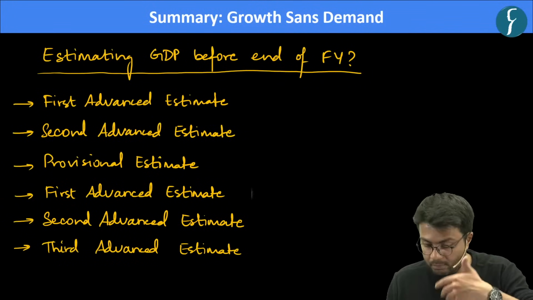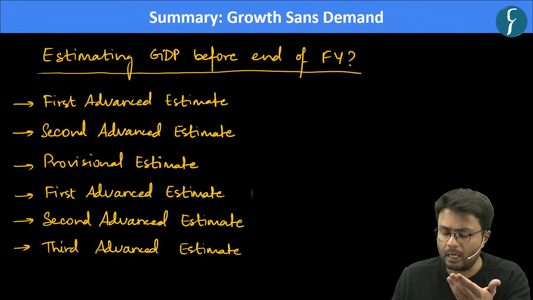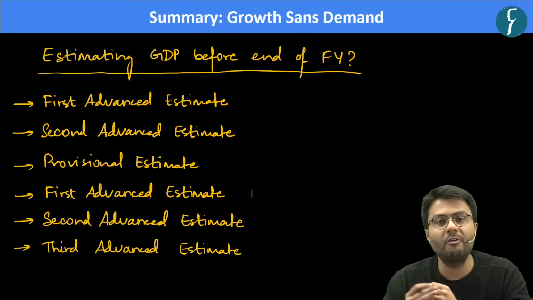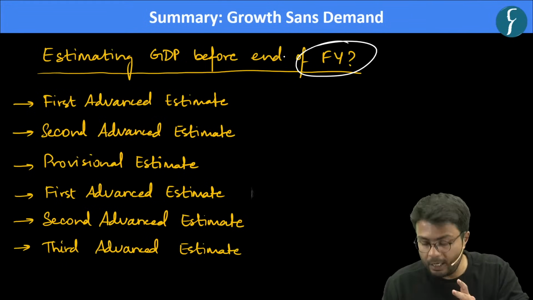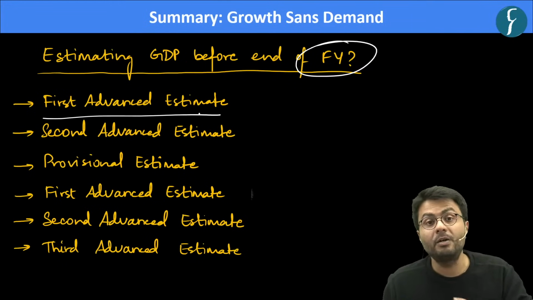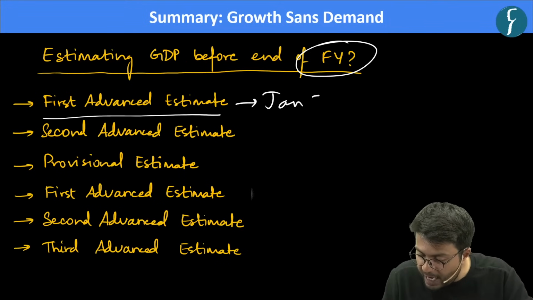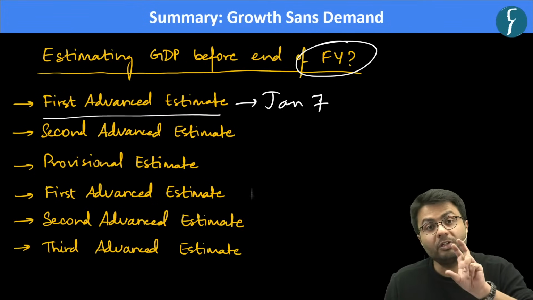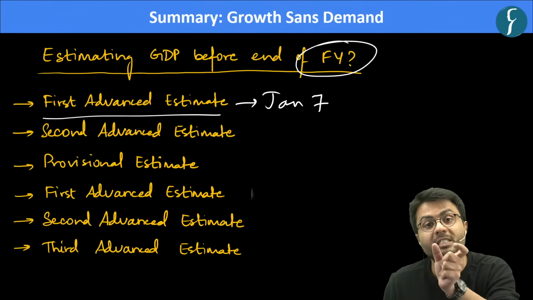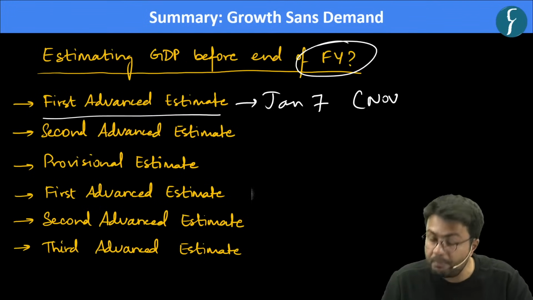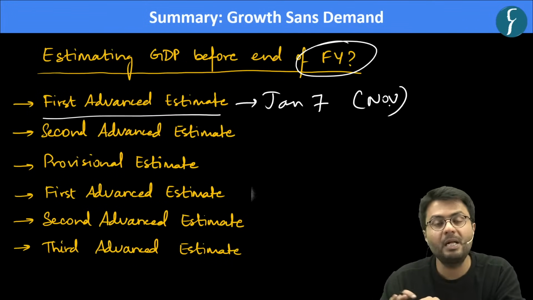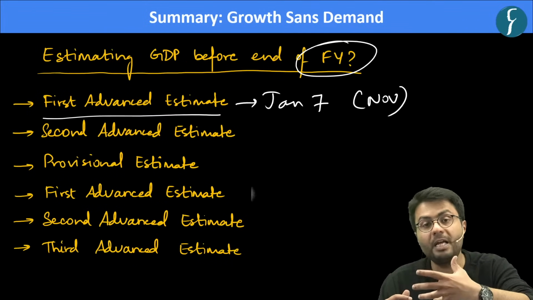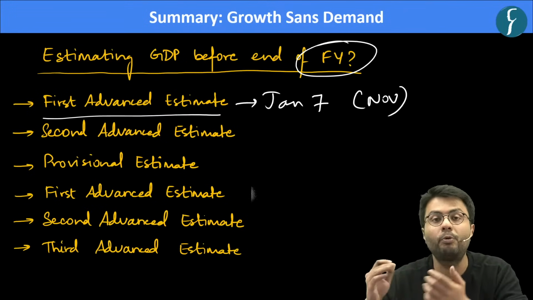Now, a question might appear in your mind: how is India, or the Indian government, able to estimate Indian GDP even before the end of the current financial year? Let me tell you, the first advance estimate, which is usually published on January 7th of a particular year, employs the data of the first 7 months, up till November, in that financial year. Based on this 7 months of data, the GDP is estimated by extrapolation.